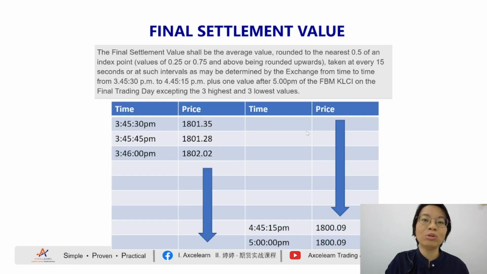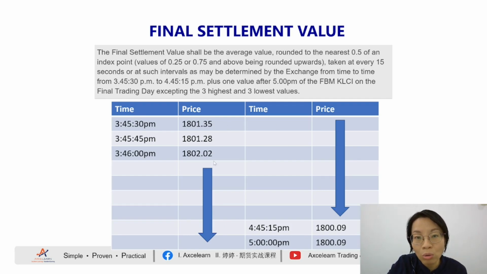So what does this mean? I'm going to share it with you. For example, let's say our FBM/KLCI index at 3:45:30 is at 1,801.35. This is one of the index prices. Every 15 seconds, you can see 3:45:45 is 1801.28, then 3:46 is 1802.02. You total up every 15-second interval, until we have the value at 4:45:15. Let's say it's 1800.09. At 5 o'clock, the last price is also 1800.09.